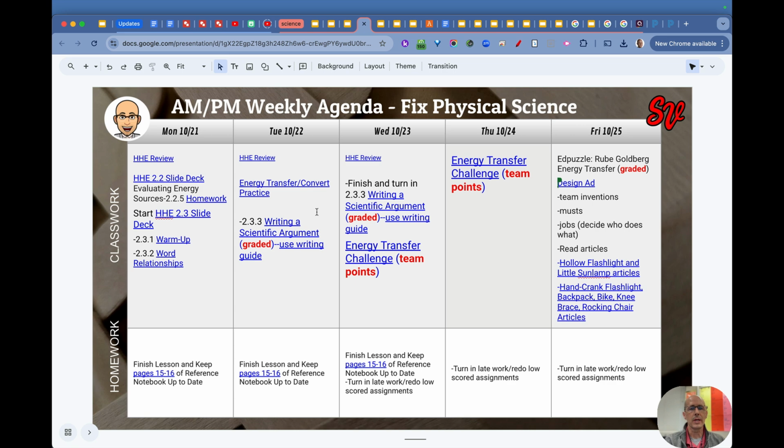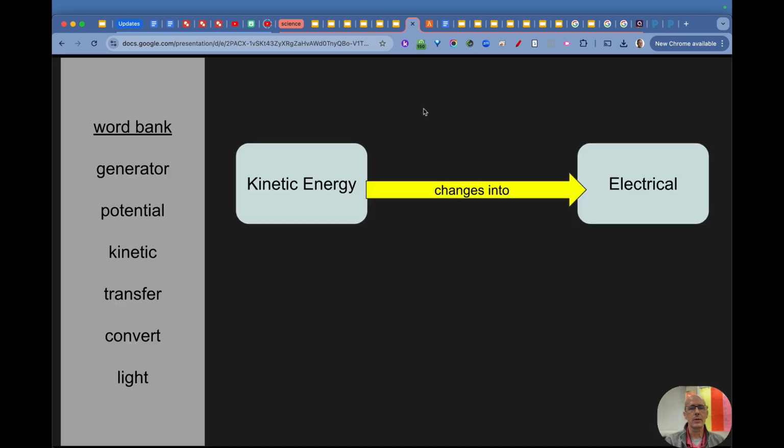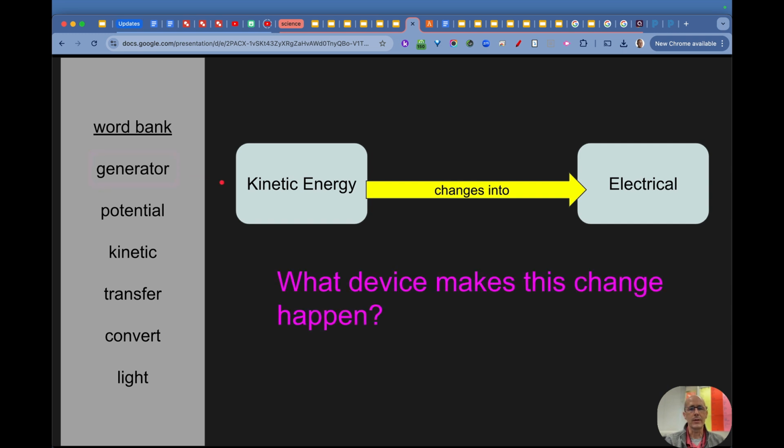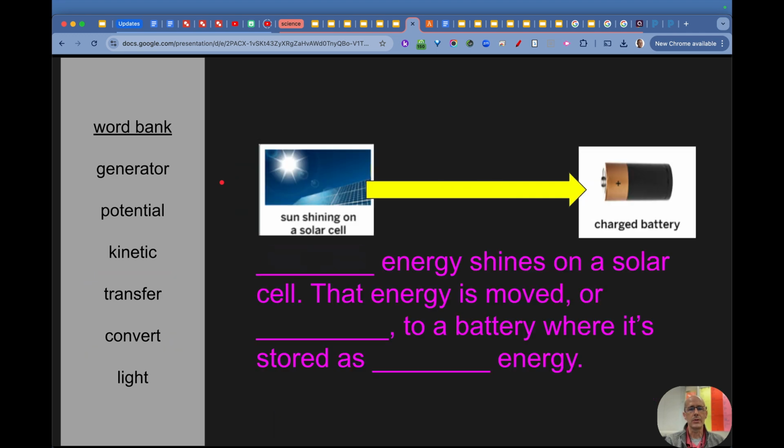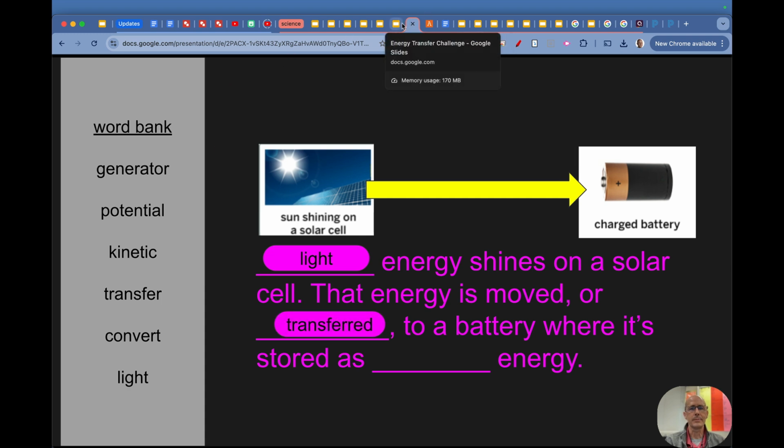On Monday and Tuesday, we were doing activities that led us up to writing a scientific argument, and one of those activities was energy transfer convert practice. With this, students got to practice using these words from the word bank. They used whiteboards to write down their answers so I could see their answers to these questions. So I gave them a little practice so they were ready to do the writing activity.